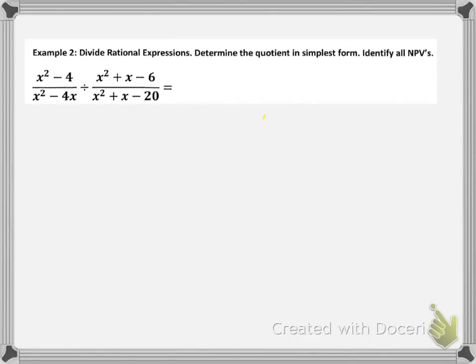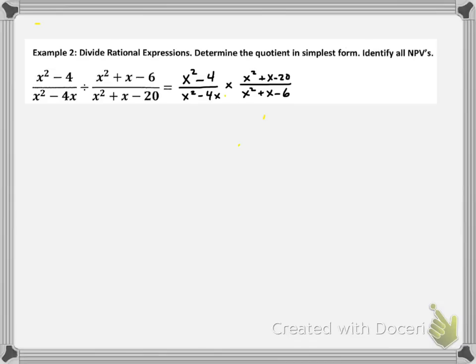Okay. This time we're dividing rational expressions. And when we divide rational expressions, what we have to do is multiply by the reciprocal. So don't be lazy, just rewrite it first. (x squared minus 4) over (x squared minus 4x) times the reciprocal, which now will be (x squared plus x minus 20) on the top, (x squared plus x minus 6) on the bottom. Now we can start factoring.